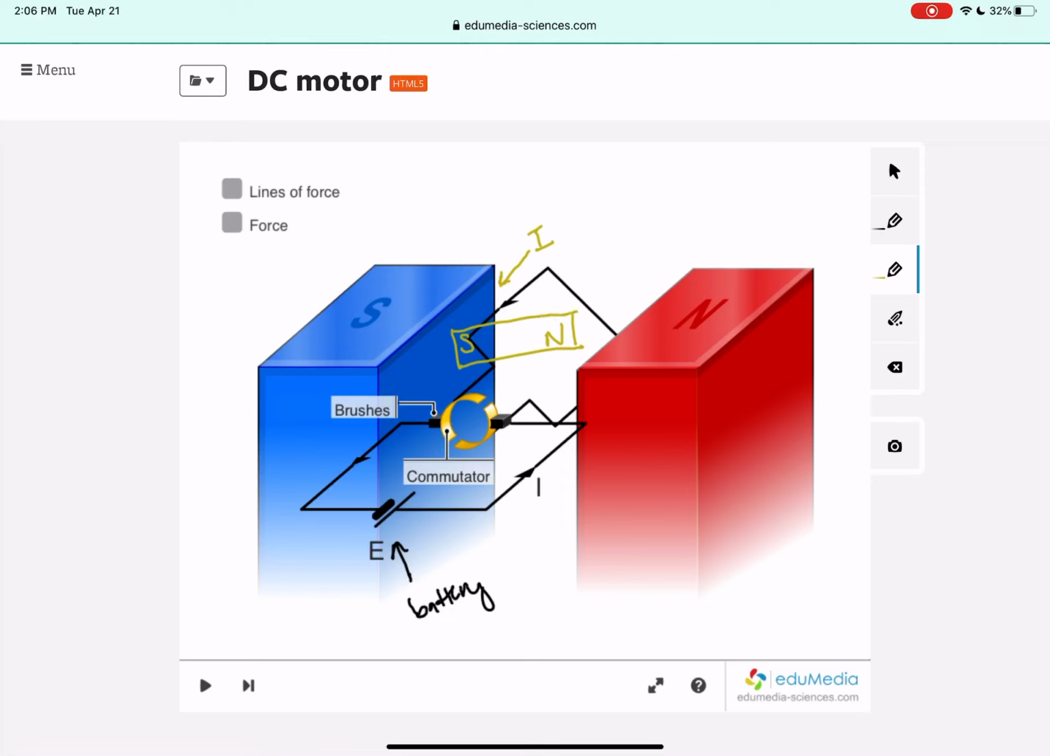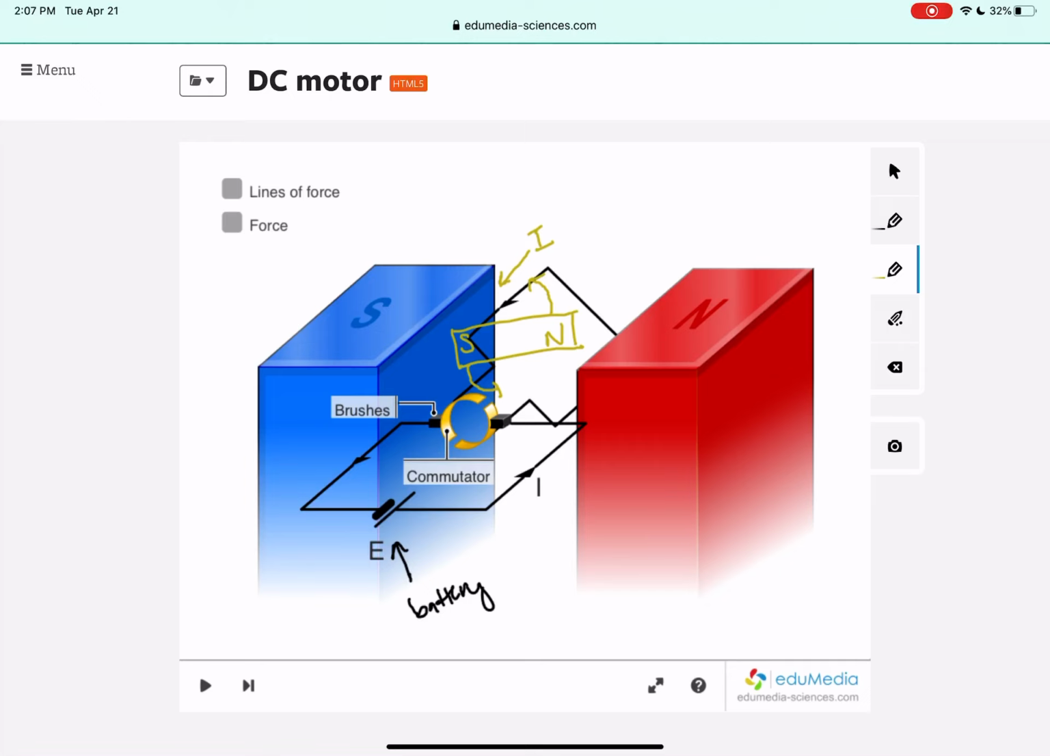But then we see the north side is next to the other north side, and the south side is next to the other south side. So it's going to repel. So this north side is going to move over here, and the south side is going to move over like this. And that's what's going to cause it to rotate.